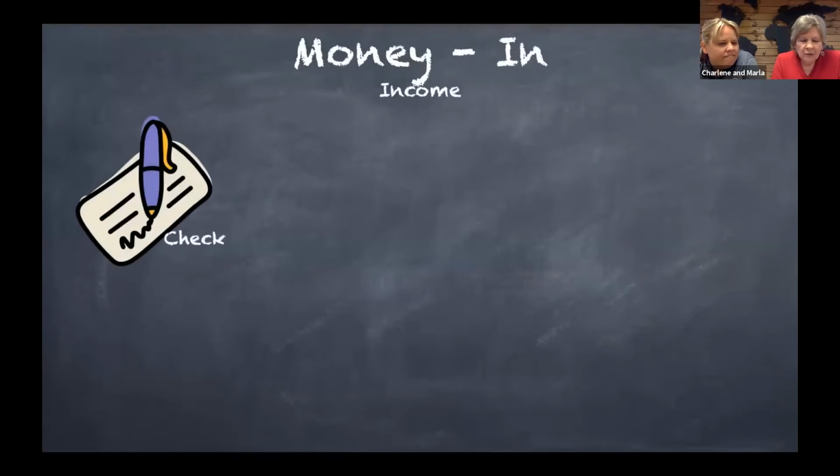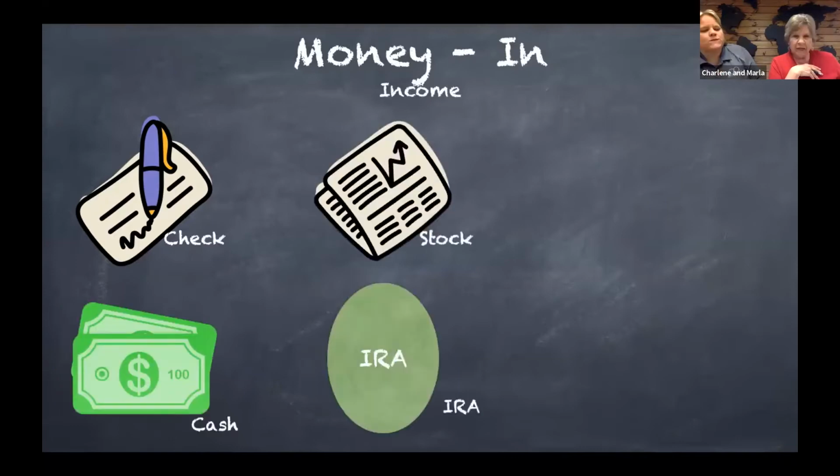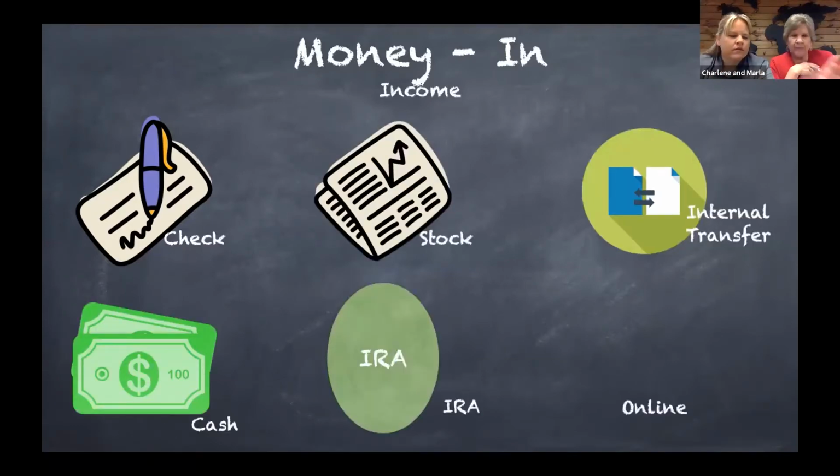Each of you has been assigned an account number or a fund number, which you received from Ellie Noakes, I hope, right? Nod your head. Good. I can think of six streams of income: checks, cash, stock donations, IRAs, internal transfers, and online gifts.